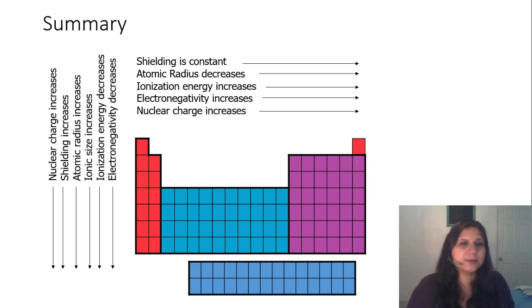And this is just a summary of all the trends that we've discussed. Shielding, atomic radius, ionization energy, electronegativity, nuclear charge, and ionic size. I want you to make sure that you not only know these trends, have them memorized, but you can also explain why they're occurring in terms of shielding and nuclear charge, or a combination of those two.